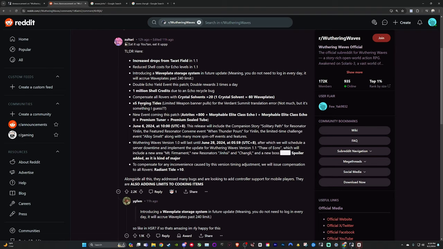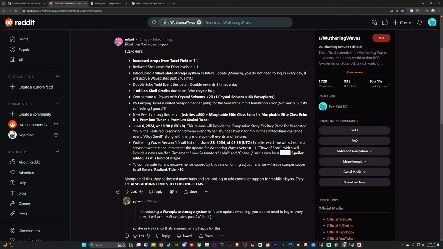We're also getting 5 Forging Tides, which is the limited weapon banner, for Verdant Summit translation error. Not much, but it's something, I guess. Bro, we did not even have to deal with this. This was an error in the Japanese, if I'm not mistaken. It was a translation error for the Japanese server, not even for us, and we're still getting things from it. So, W.